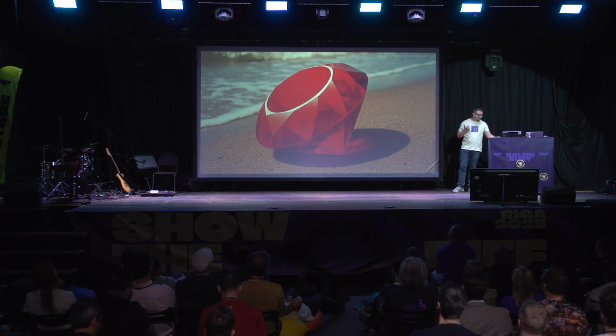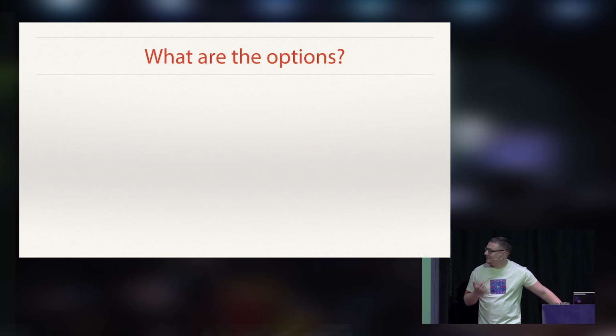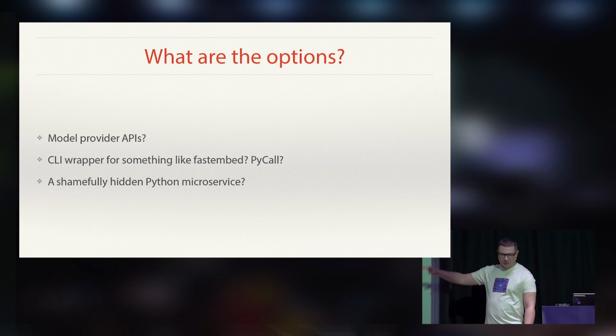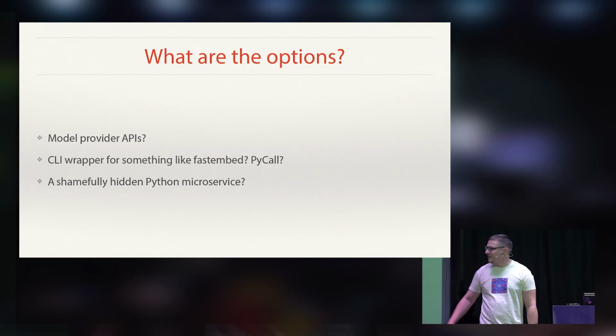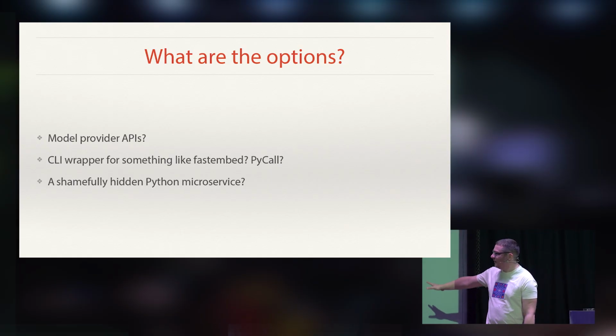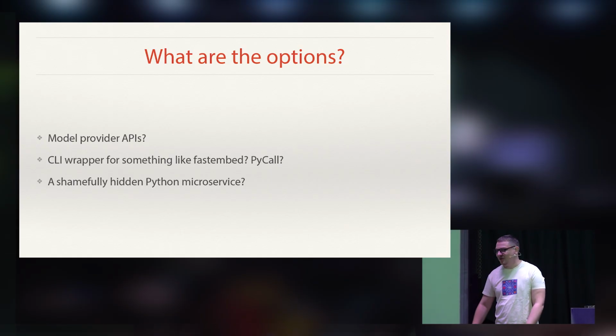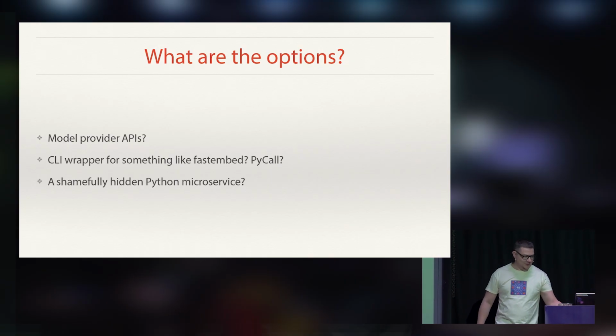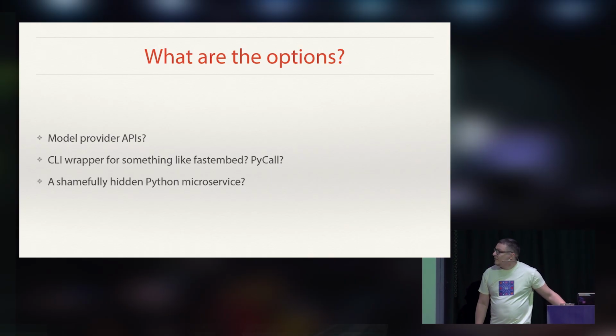So what are the options? If you want to think of the simple ones, you can use a provided API, you can do something like a wrapper for something like FastEmbed, or use PyCall to call Python, but that's cheating. You can shamefully hide a microservice written in Python. And then there is this guy.